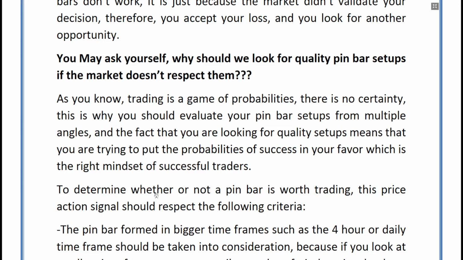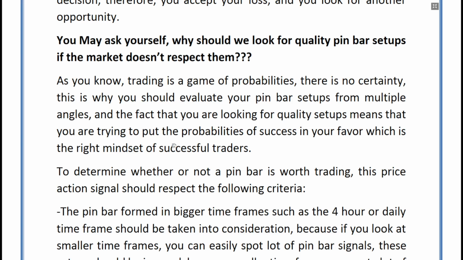Looking for quality setups is the right mindset for successful traders. Now, to determine whether or not a pin bar is worth trading, this price action signal should respect the following criteria. Every one of you, please screen record this part or write it down, because it will help you big time. It has helped me big time, and I hope it will help you too.